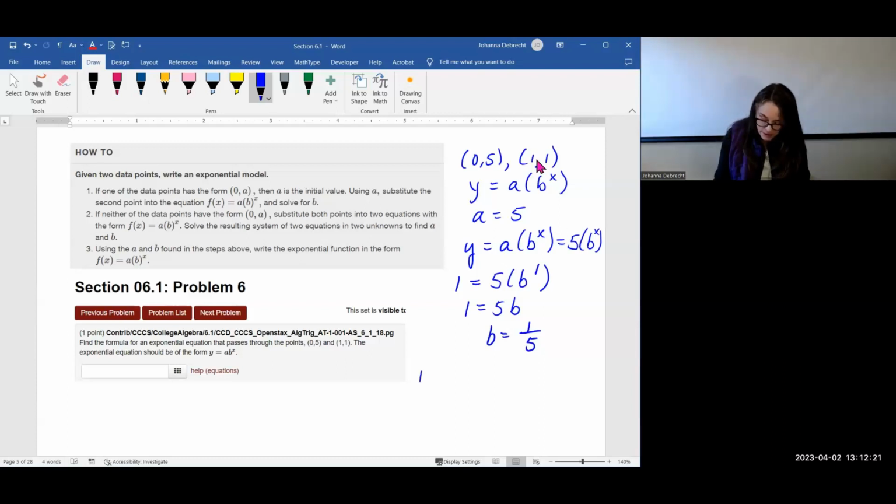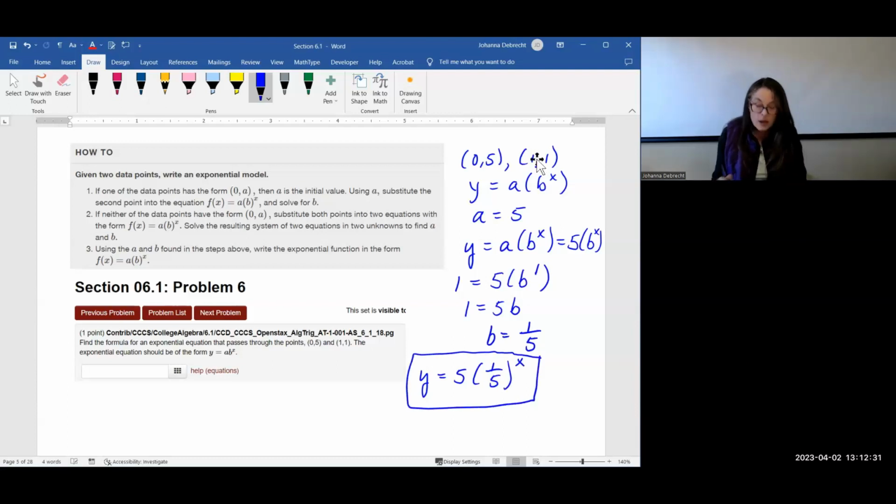So then I rewrite the equation, y equals 5 times 1/5 to the x. Now, a lot of students on this one, they're like, oh, well, then the 5s cancel. No, no, no. You have to take 1/5 to the power first. It's not going to be 1/5 anymore. And then you multiply by the 5. You cannot multiply the base times the coefficient until after you have done the exponential.